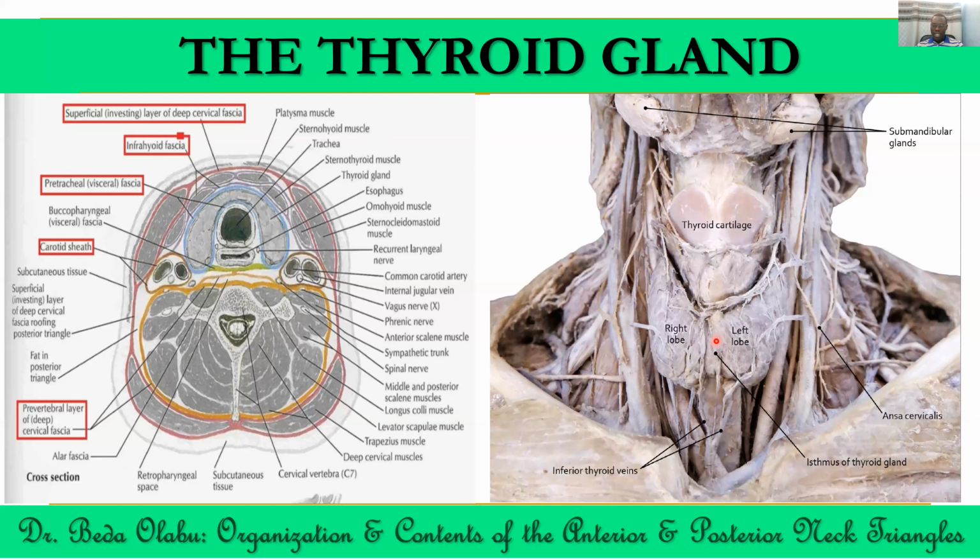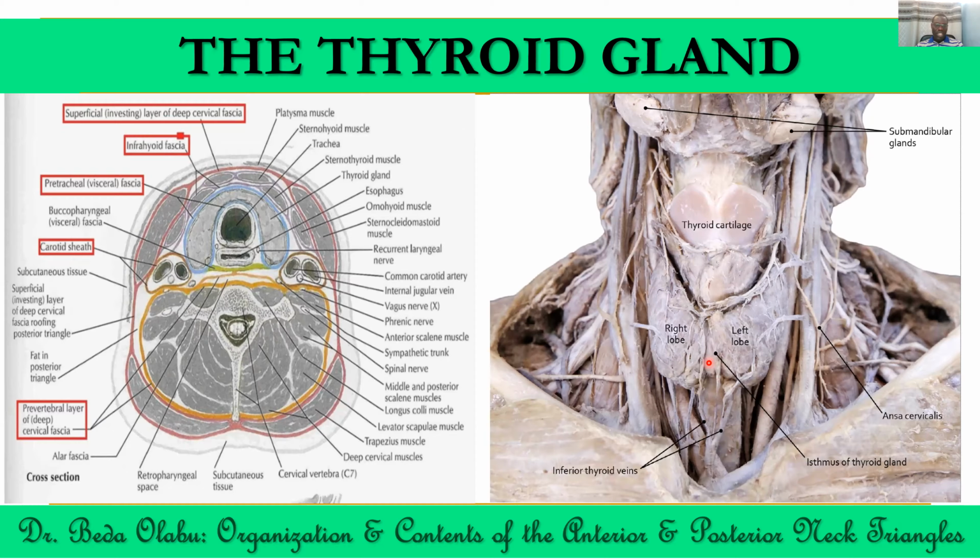It is expected that you do remember the extents of the lobes as well as the extents of the isthmus. So remember, the lobes extend from the oblique line of the thyroid cartilage there up to around the fourth, the fifth tracheal ring down there. The isthmus will overlie the second, the third, and perhaps the fourth tracheal ring in front here.